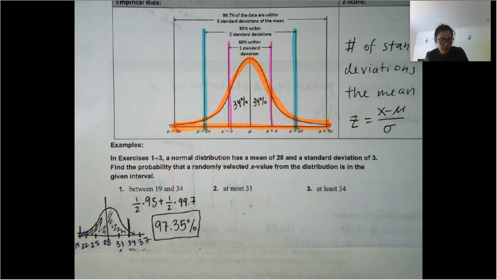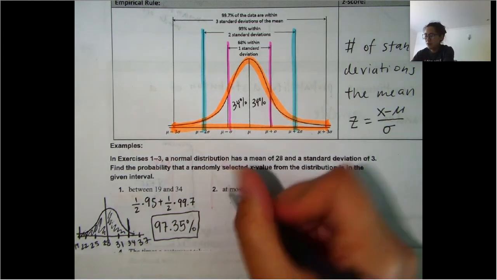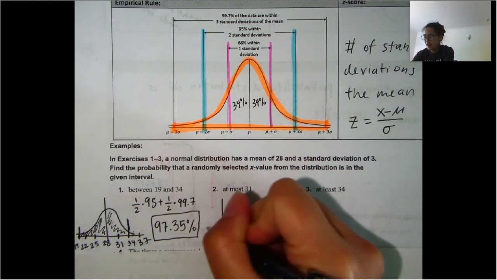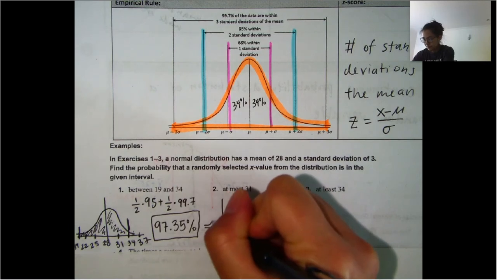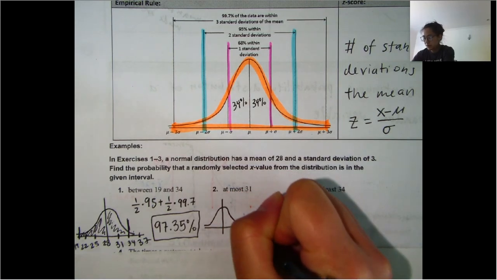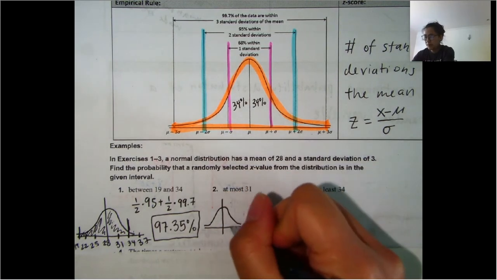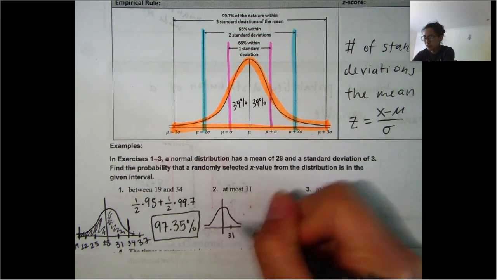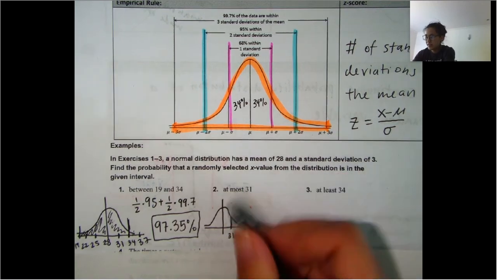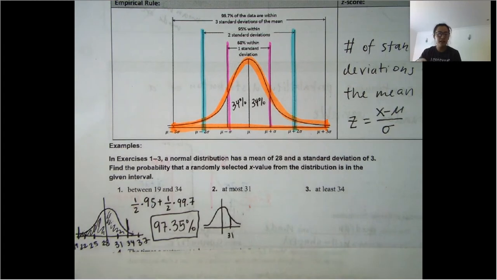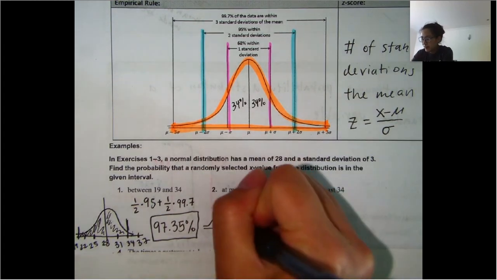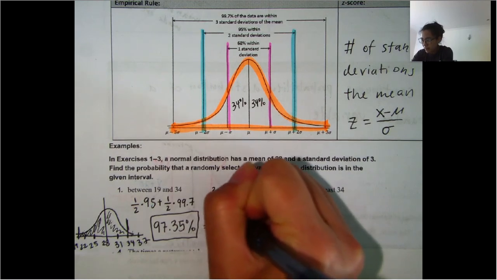For number 2, it says at most 31. At most 31 means that it cannot be greater than 31. If you draw your normal distribution curve again, 31 was 1 standard deviation above. And so that's this. Then you want to color which way we're going here. We'll color what at most 31 is. So that's this.